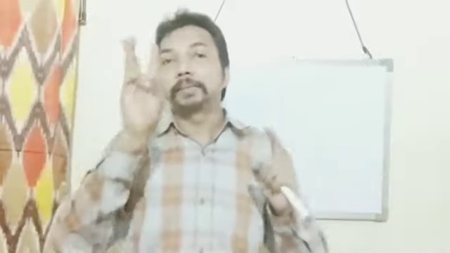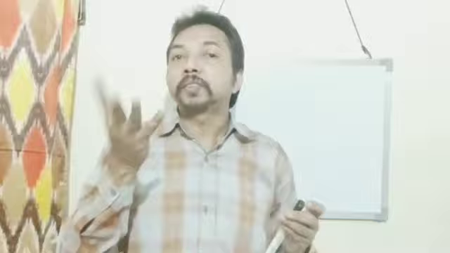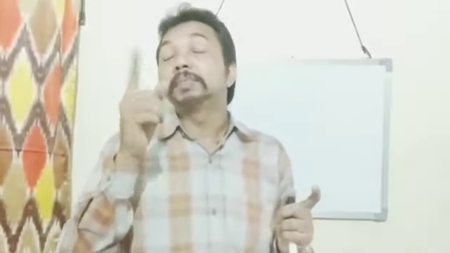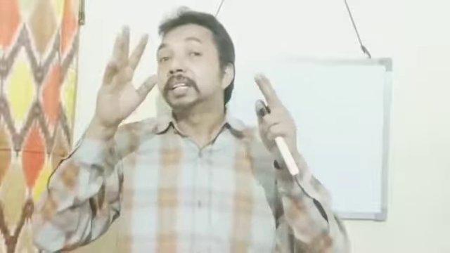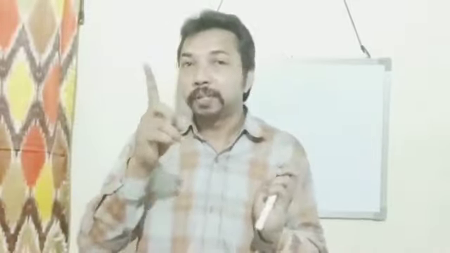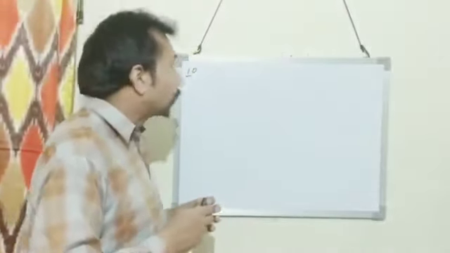Means the length becomes 3 times on stretching. By stretching, if the length becomes 3 times, then the area of cross section becomes 1/3. That point is very important. Then what will be the new resistance?